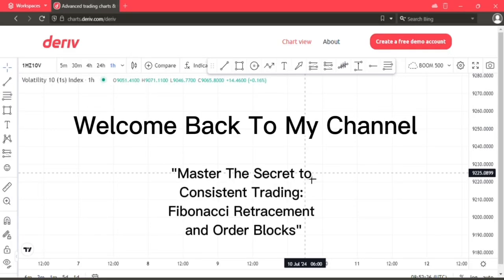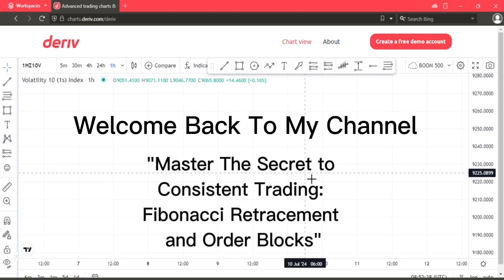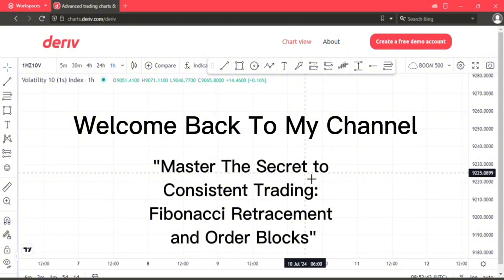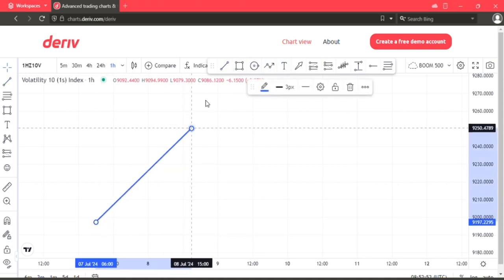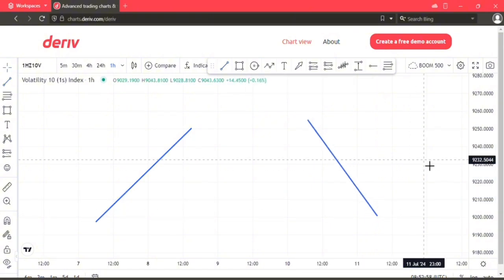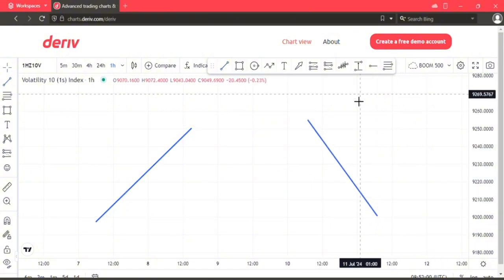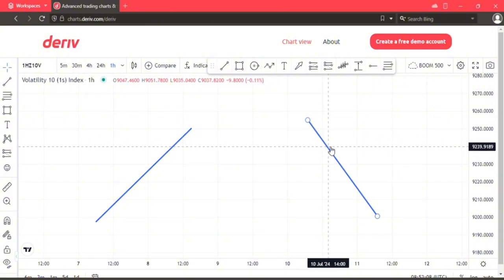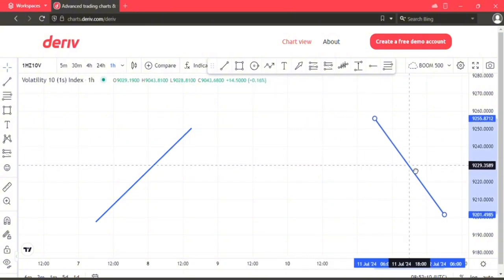On today's video I will be showing you how to trade Fibonacci retracement. Maybe you are in an uptrend like this, or in a downtrend. If you are in an uptrend like this, you are going to be looking for a buy trade. If you are in a downtrend like this, you are going to be looking for a sell trade.